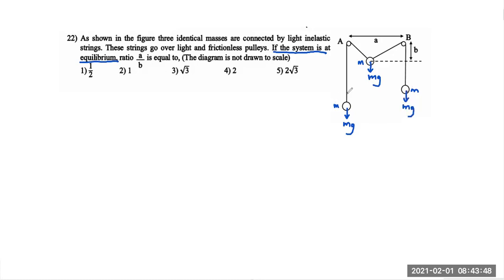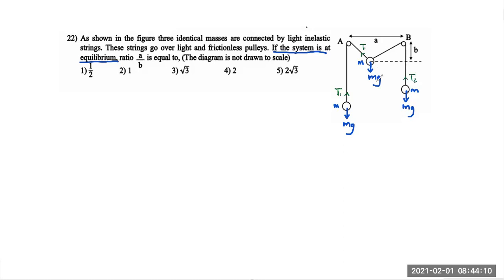And there will be a tension acting here, right? So if you take this tension as T, since the string is light and the pulley is smooth, we can say the same tension will act here as well. Hope you can agree with me on that. I'll take it as T1. And here there will be another tension T2, and the same tension will be.